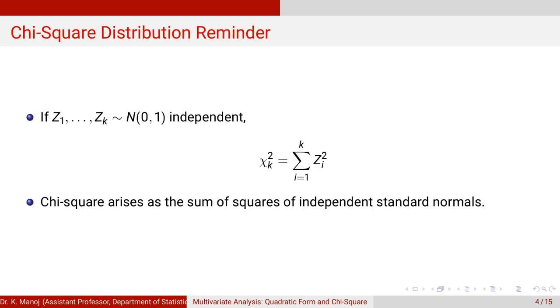Remember that if z1, z2, up to zk are independent standard normal variables, then their sum of squares follows a chi-square distribution with k degrees of freedom. This is the structure we want our quadratic forms to take.